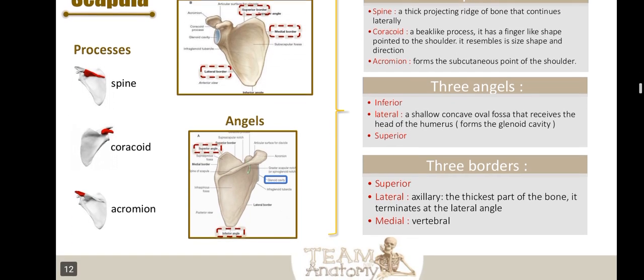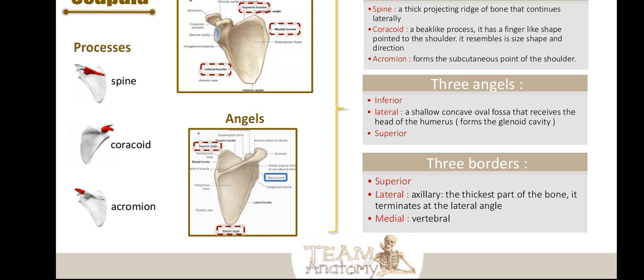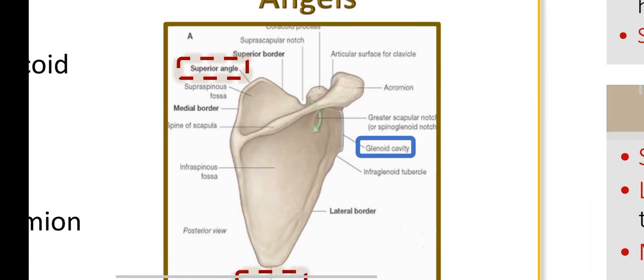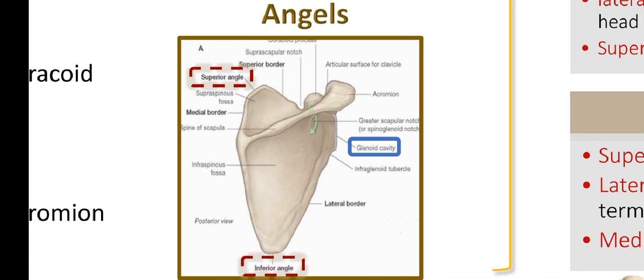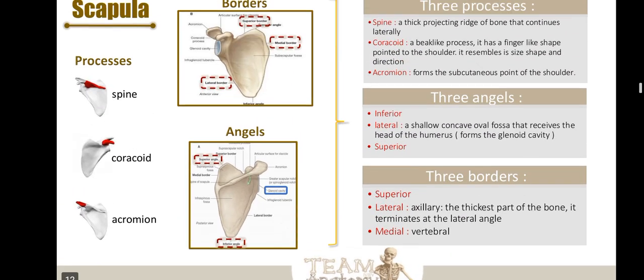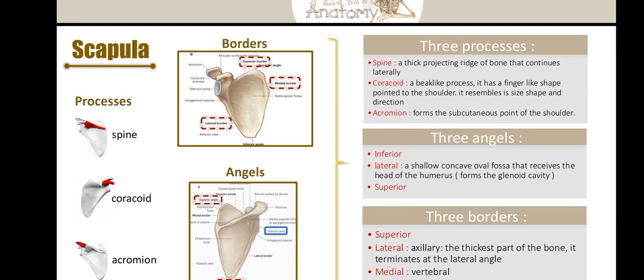The scapula also has angles, all right? Besides the borders, the angles are very easy to learn: the inferior angle, the superior angle. Now let's read what we have on this side. Three processes. What is a process? A process is something coming out from somewhere then going out.